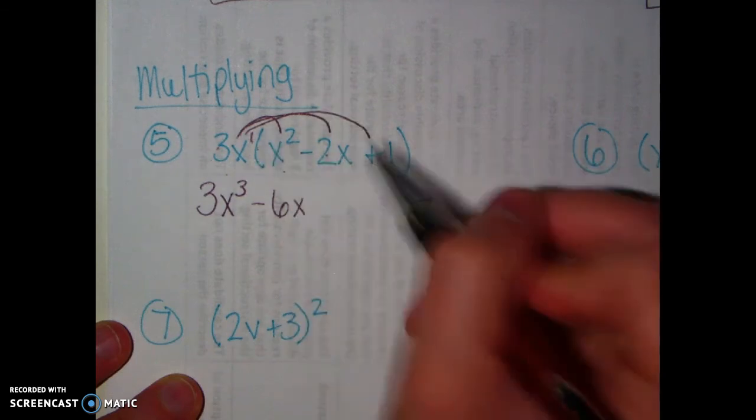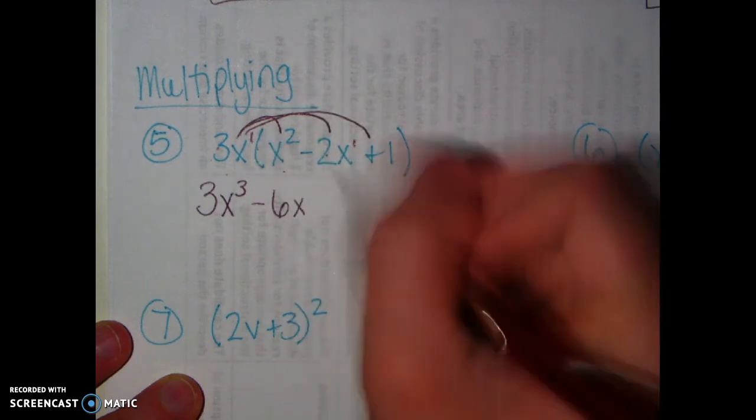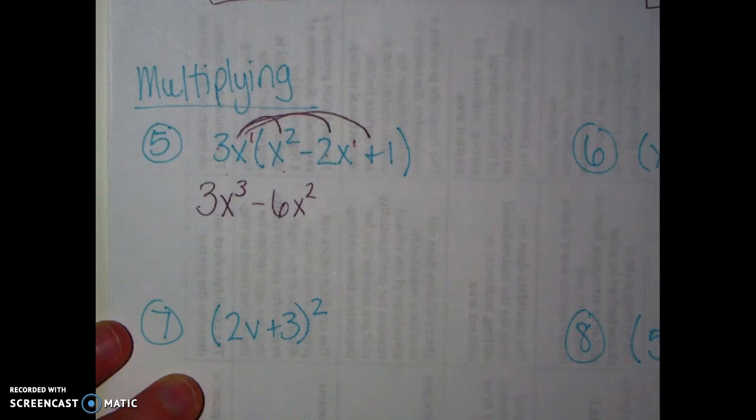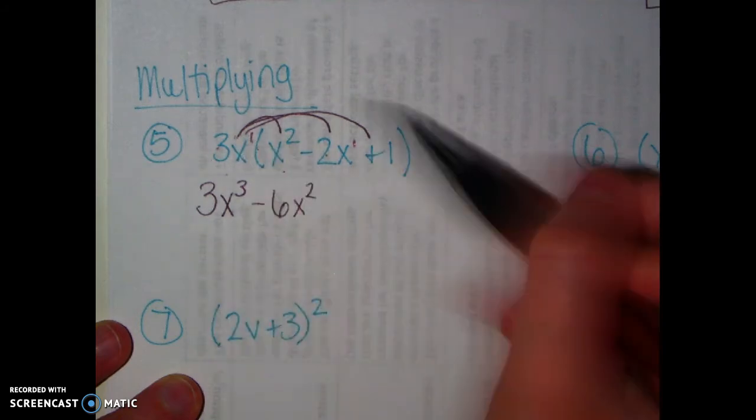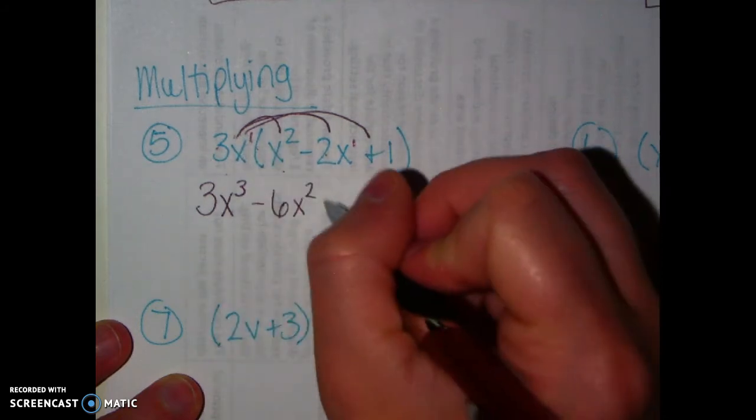3 times that negative 2 is a negative 6. And for the x's, it's a 1 plus, this is technically a 1 also. So that's x squared. And then 3x times 1 is just going to be a positive 3x.